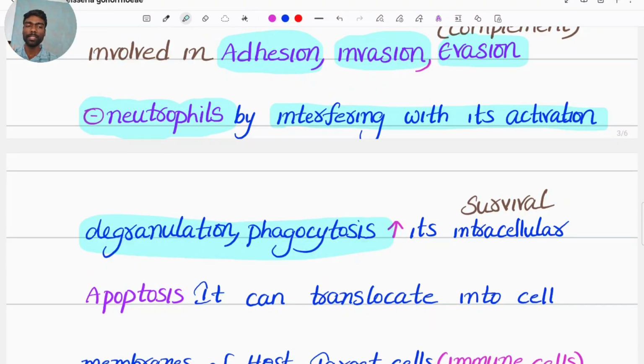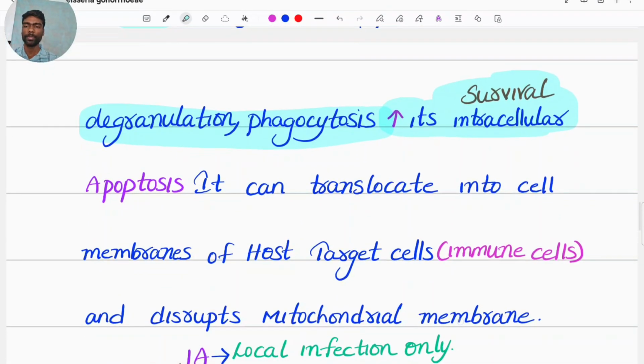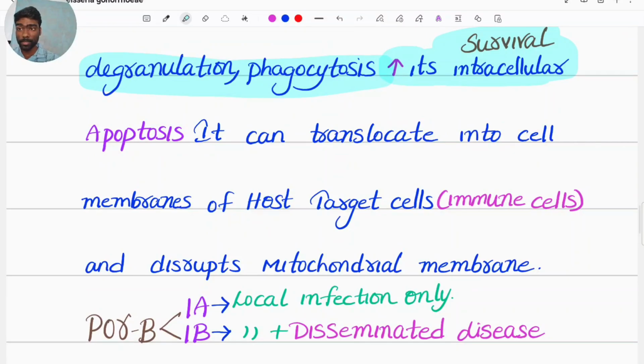And then it increases its survival inside the cell. It enters the neutrophil. The neutrophil tries to kill it, but it interferes with its degranulation, phagolysosome formation. Then it improves its survival inside the cell. Those cocci we can appreciate as pairs, kidney shaped diplococci, gram negative.